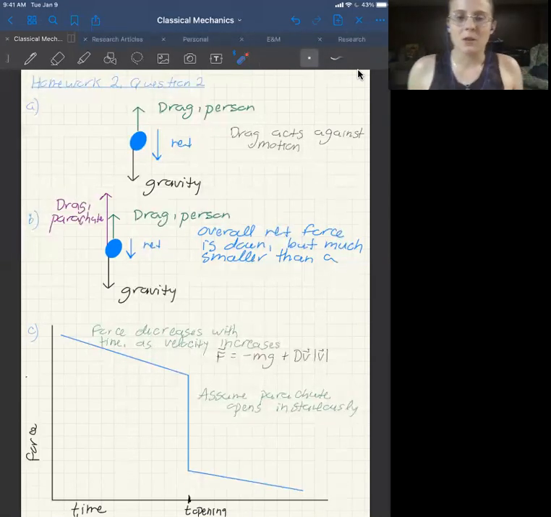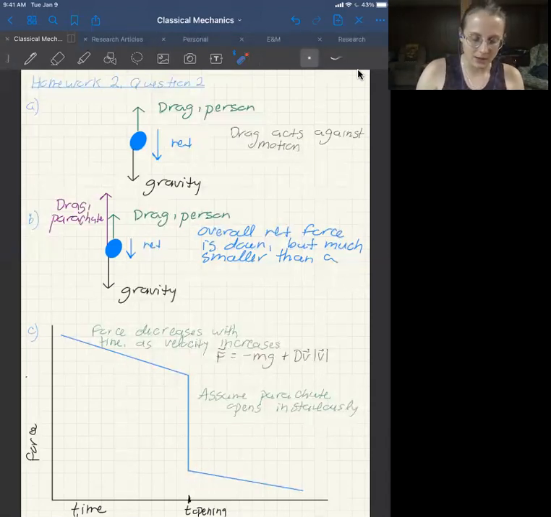The final part of this question wants you to draw a diagram of time versus the force the person's experiencing. The first thing I did when drawing this graph is I marked the time at which he opens his parachute, just at some random location. I'm assuming that the parachute opens instantaneously, meaning I'm just going to have something like a step function, a sharp drop in the net force when he opens his parachute. And we talked about why the net force is going to be smaller here.